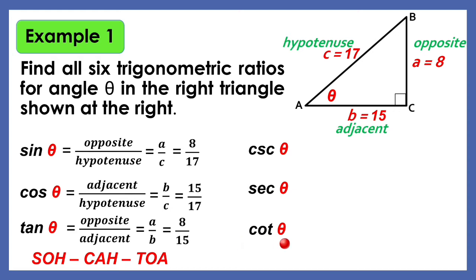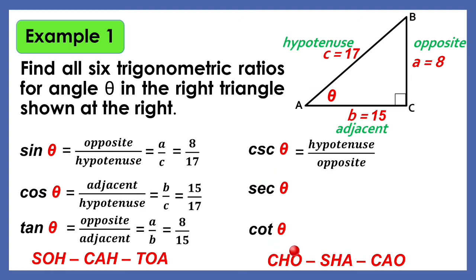For the next three functions, ang gagamitin nating mnemonics is cho, sha, kaw. Okay, cosecant is hypotenuse over opposite. Ano yung hypotenuse? That is C. And opposite, that is A. C is to A. And then, substitute the values. C is 17 and A is 8. So, 17 over 8 or 17 is to 8. So, kung mapapansin niyo sa sine theta, 8 over 17. So, reciprocal niya is 17 over 8.